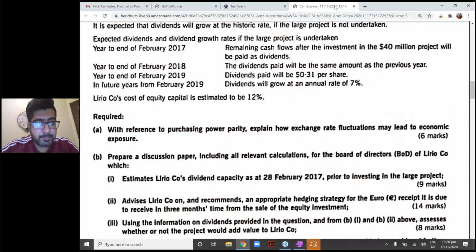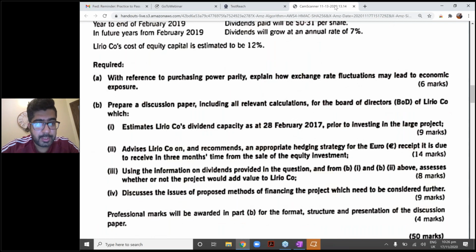Now you are doing requirement B2. Advise Lirio and recommend an appropriate hedging strategy for the euro receipt it is due to receive in 3 months' time from the sale of its equity investments. So we need to advise and recommend an appropriate hedging strategy for the 20 million euro receipt it is due to receive in 3 months from the sale of its equity investment. Okay, this is my requirement.